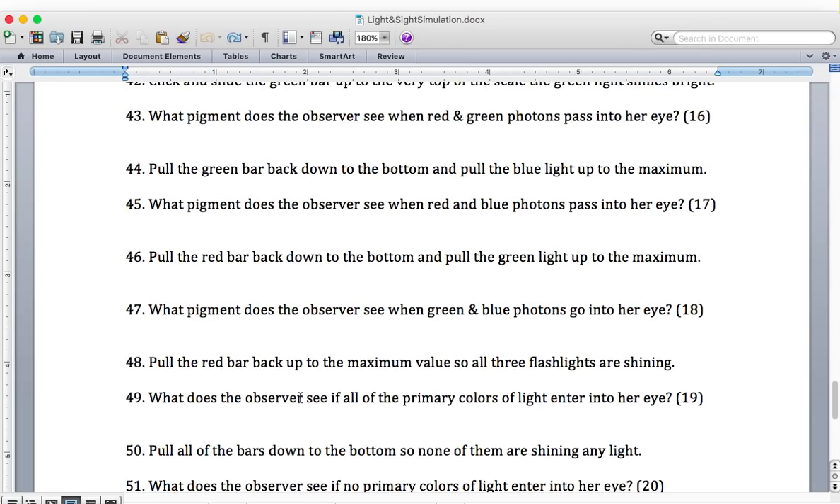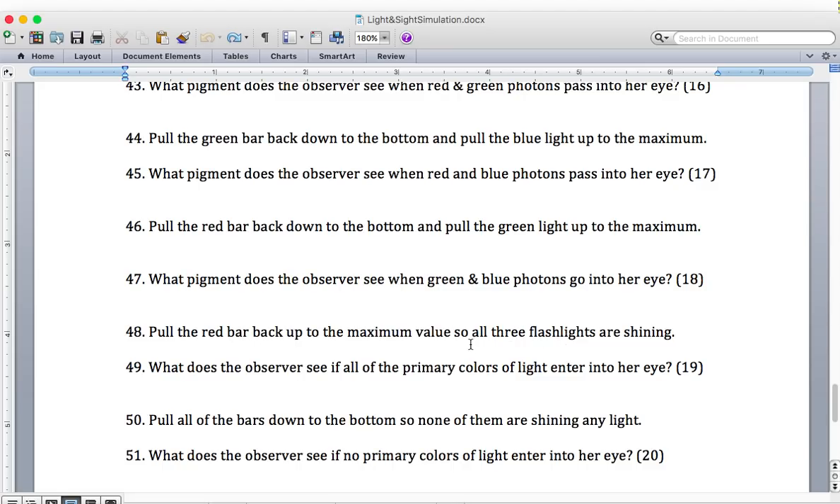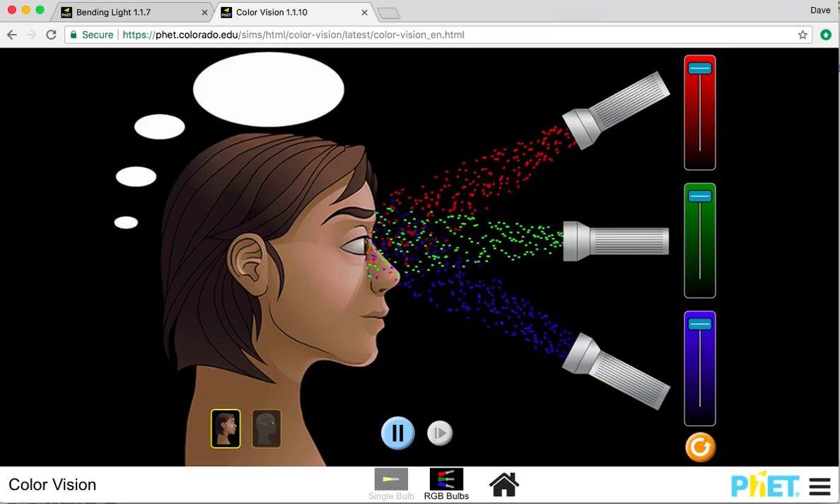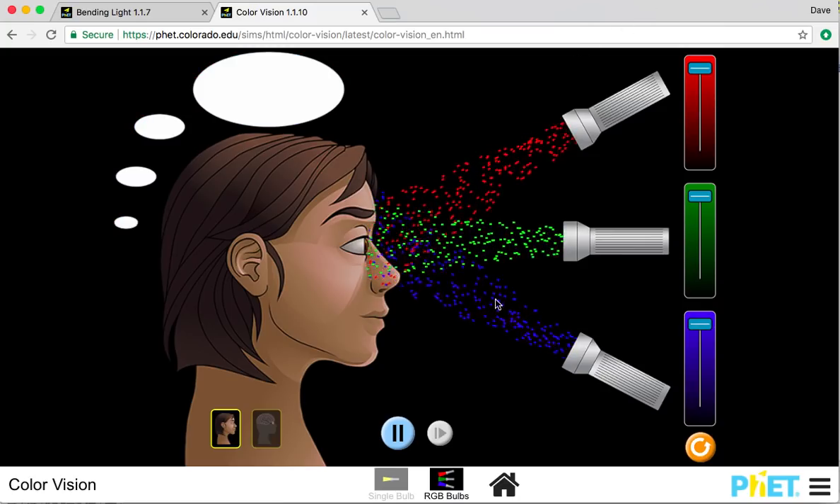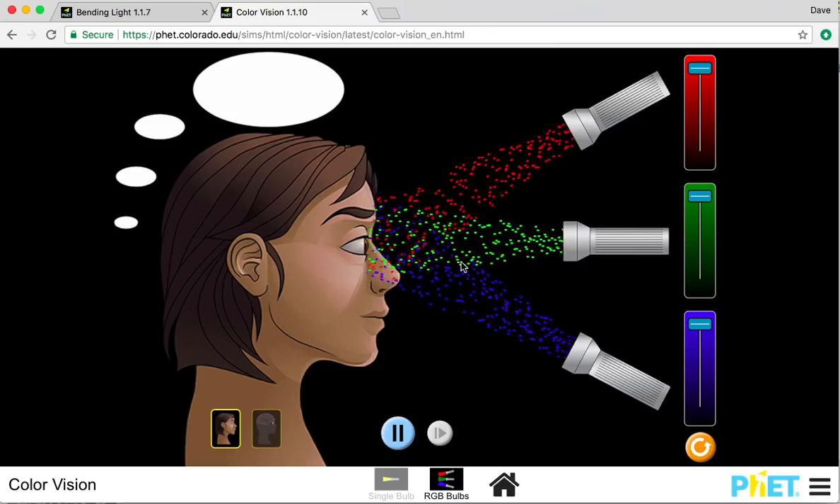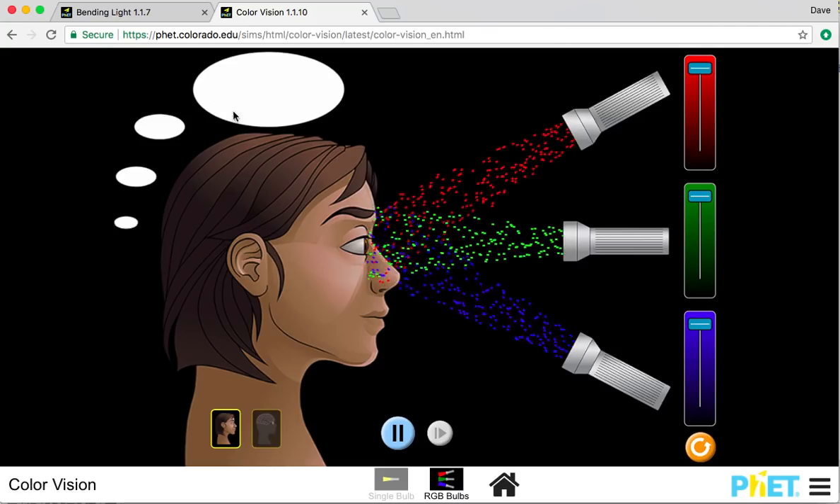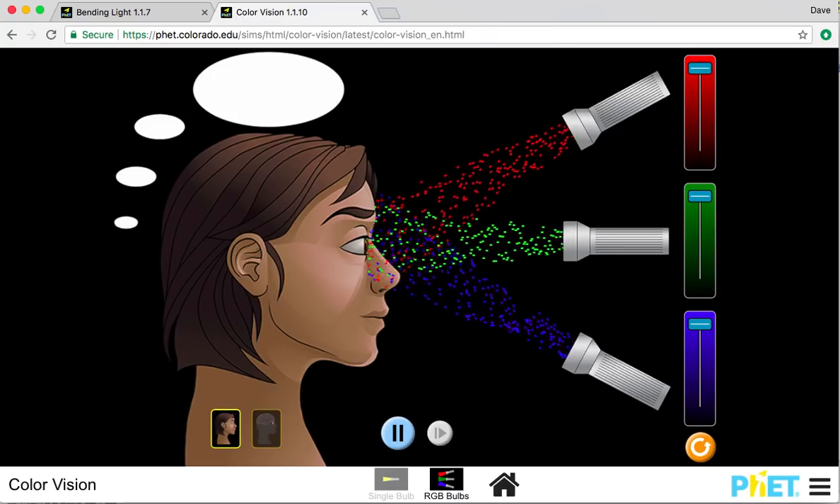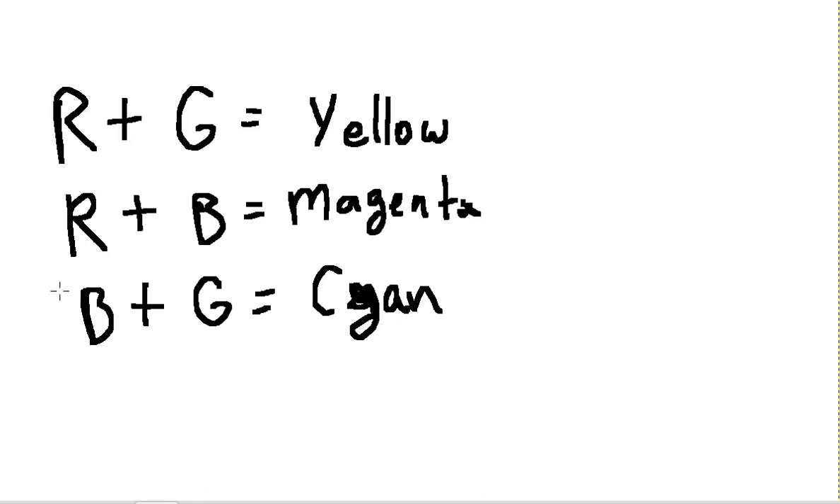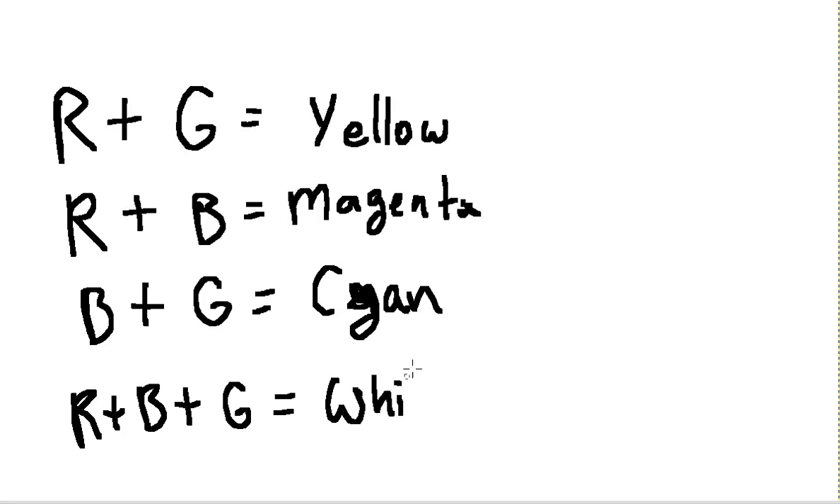All right, so if I pull the red bar up to the maximum so that all three flashlights are shining, what does the observer see? So when you have all of the three different frequencies or wavelengths of the light sliver of the electromagnetic spectrum, that's when you get white light. So white light is just a combination of all three. So red plus blue plus green equals white.